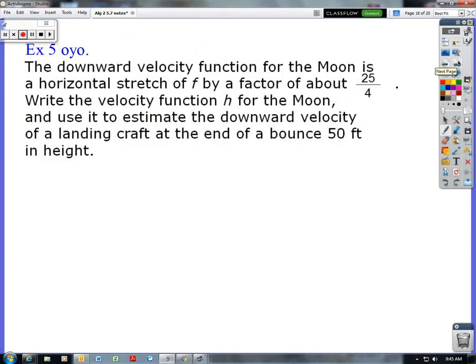Try this one on your own. You're still transforming Earth again. So for Earth, the velocity was, what was it again? I have to find it again. Or I could have gone back a slide, I suppose. What was it? Square root of 64x.